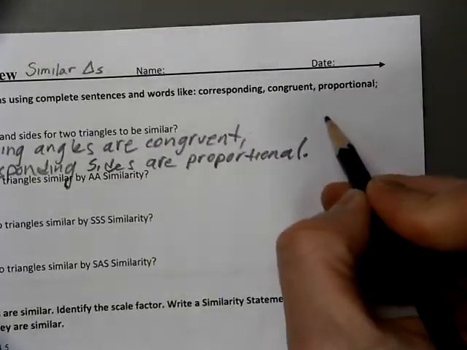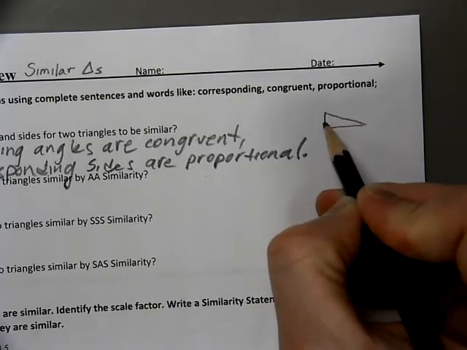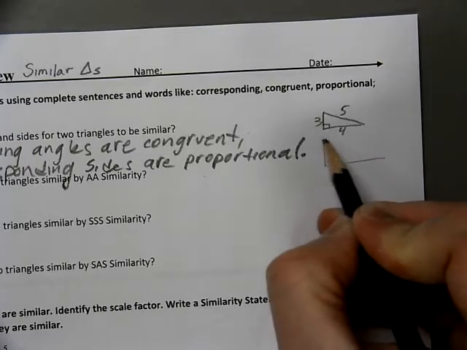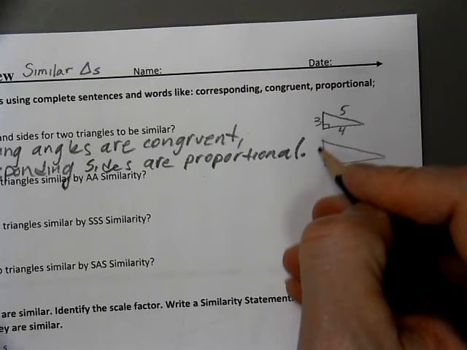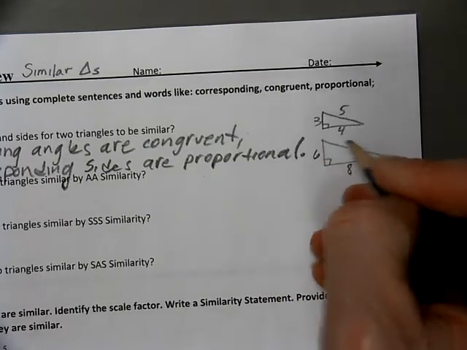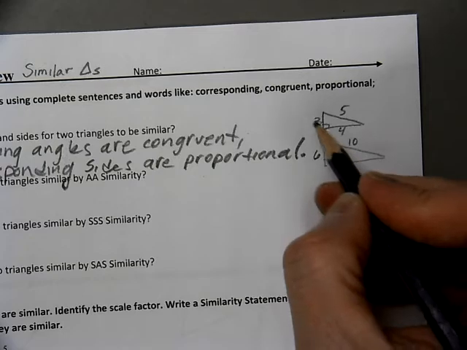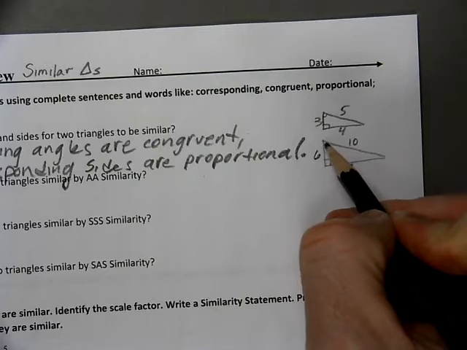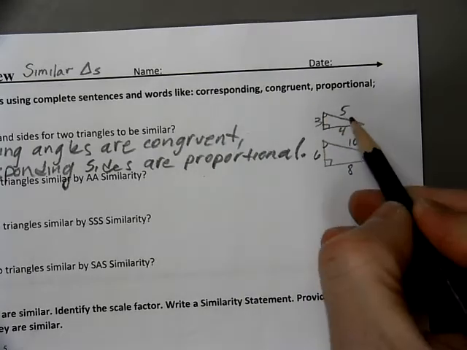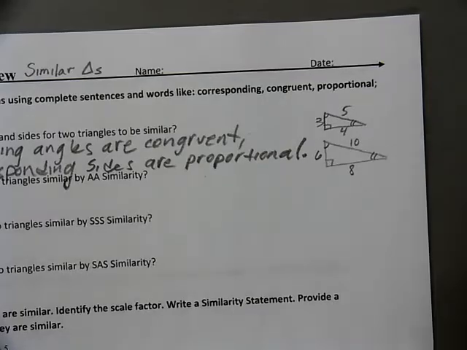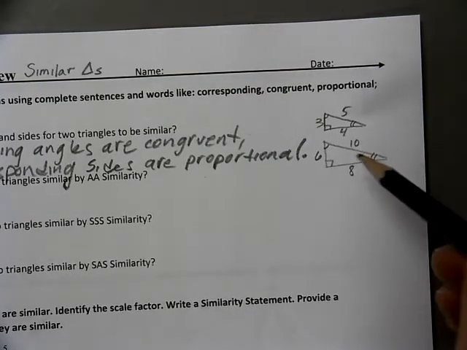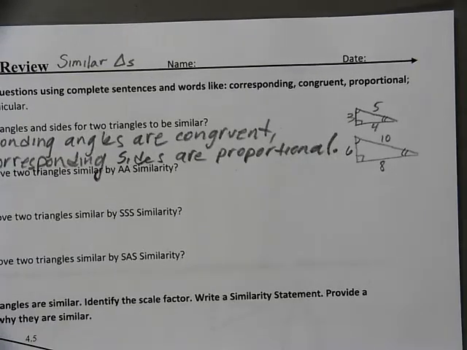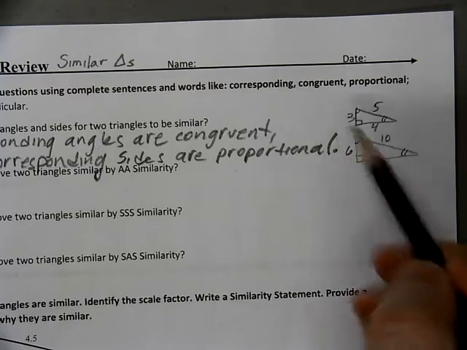So what that would mean is if you had your pictures drawn, like maybe it would be 3, 4, 5, and then you would have 6, 8, 10. So the sides are proportional. They're 2 times as much as the other. The angles would also have to be the same. And that's what makes triangles similar. Their angles are congruent and their sides are proportional. Now that's actually 6 things we're looking at. All 3 angles and all 3 sides.